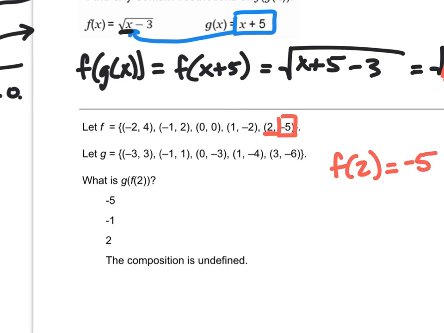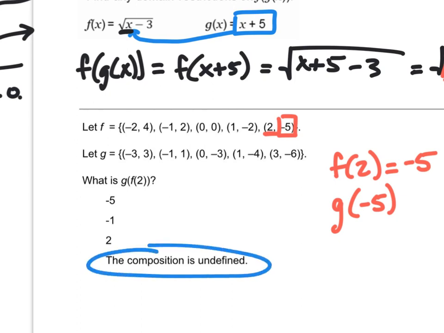Now it wants me to find, what's g of negative 5? If I look here, I'm looking for an x value on my g function that has a value of negative 5, and that doesn't happen. So because there is no such value, the composition is undefined, and that's it.